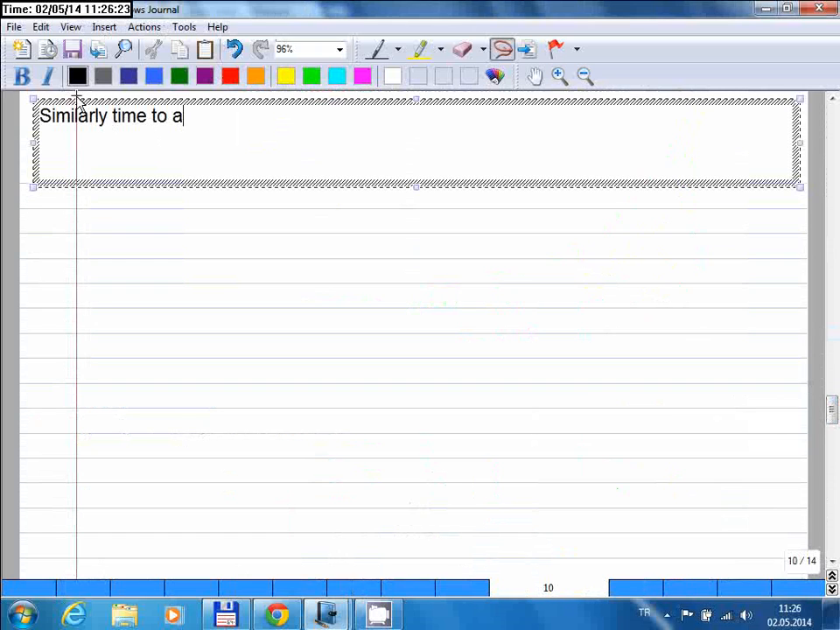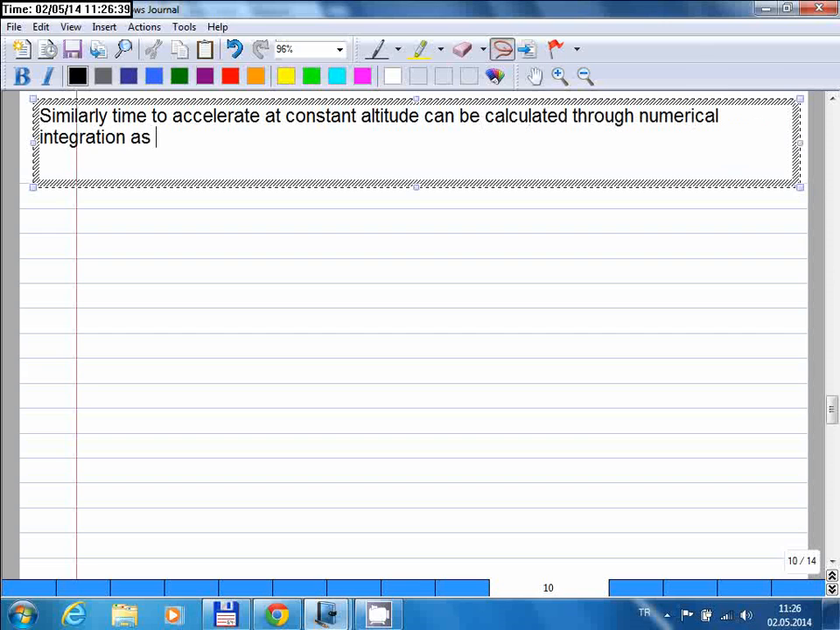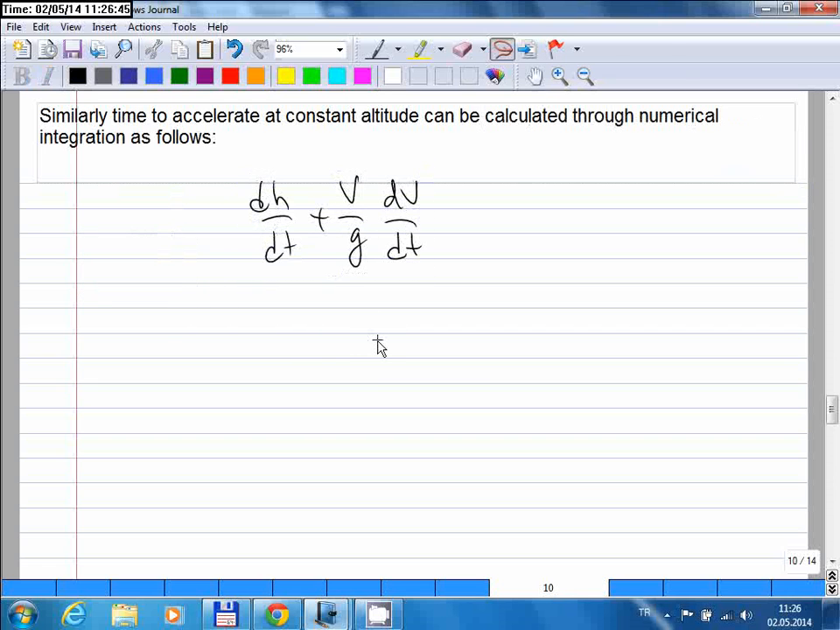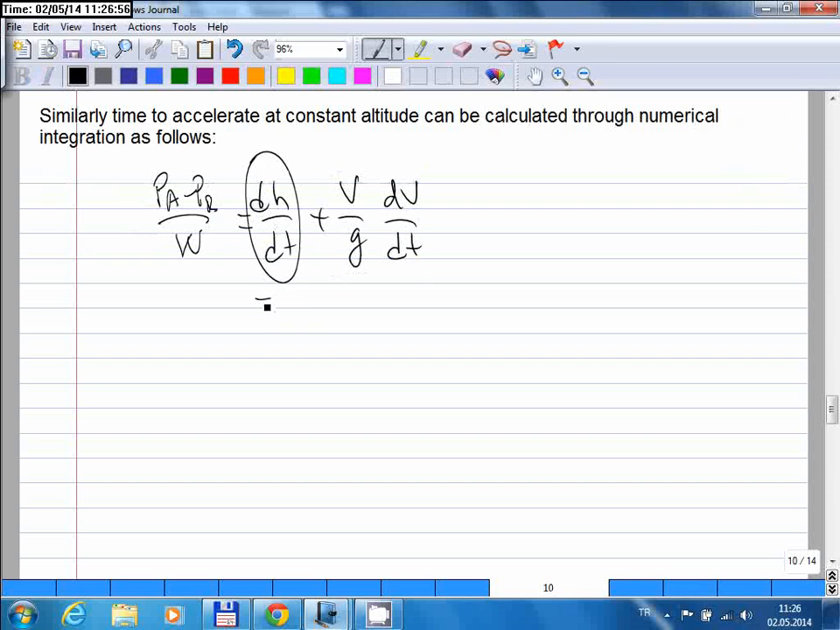Similarly, time to accelerate at constant altitude can be calculated through numerical integration. As follows: you use the same equation. So you have excess power divided by weight. You will say that this term is equal to 0, and then you will get dt on the left hand side.